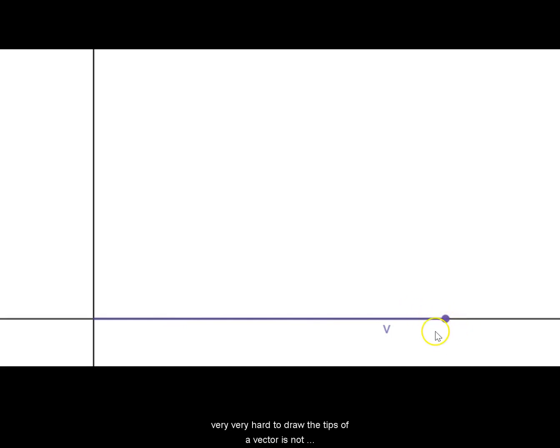It's very hard to draw the tips of a vector. It's not impossible, but I didn't want to spend a lot of time on it here. So we're just going to use the closed dots to signify the tip of our vectors. Here I have a vector v running along the x-axis. It does not have to run along the x-axis, it just makes it easier for us to understand. It could be at a diagonal or any other length.